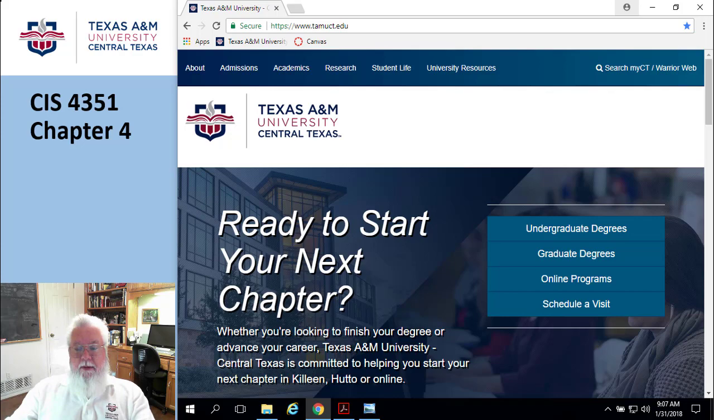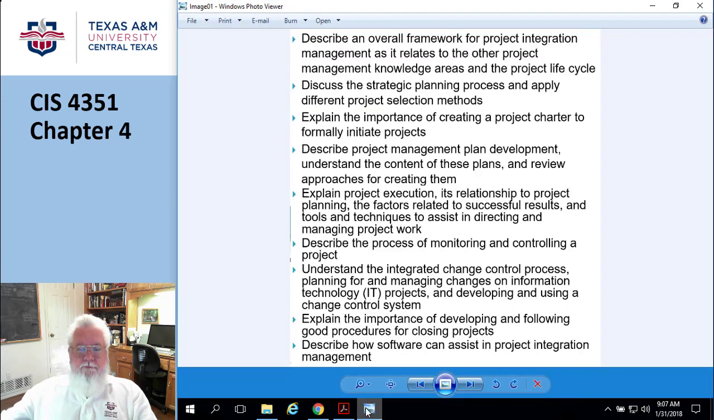Okay, so let's look at the learning objectives, page 137. Describe the overall framework for project integration. Discuss the strategic planning process and how it applies. Explain the importance of creating a project charter. Describe the project management plan. Explain project execution. Describe the process of monitoring and controlling. Understand the integrated change control process. Explain the importance of developing good procedures for closing out projects. And describe how software can assist in all these things.